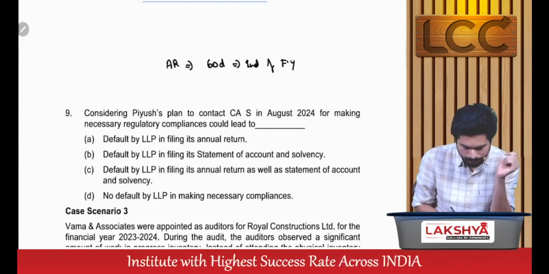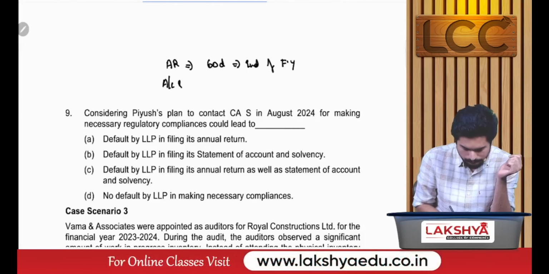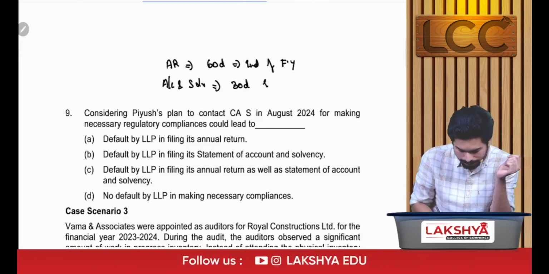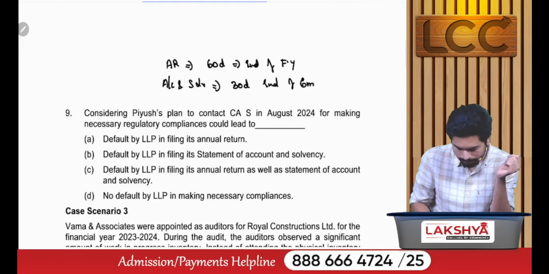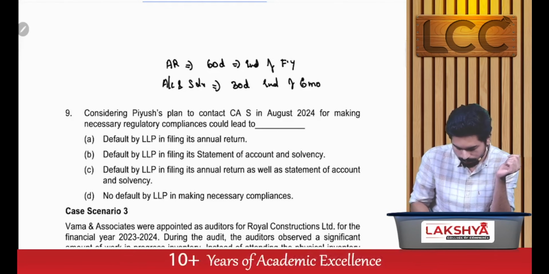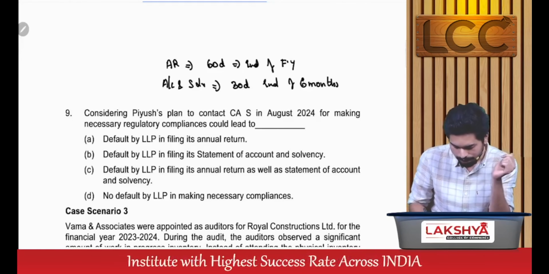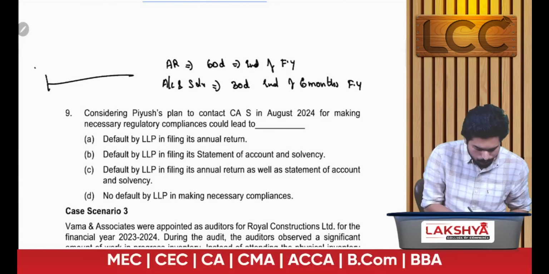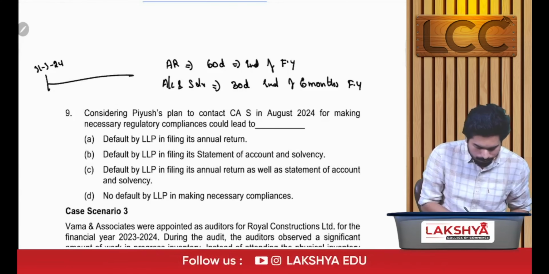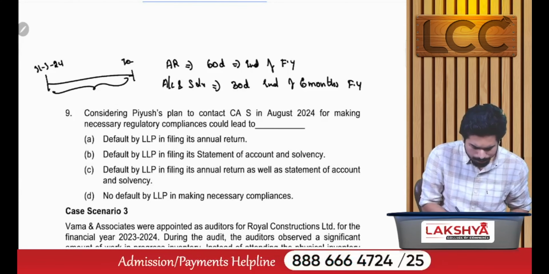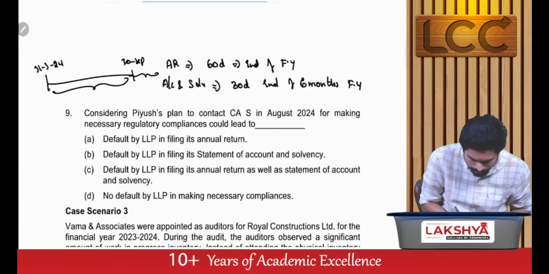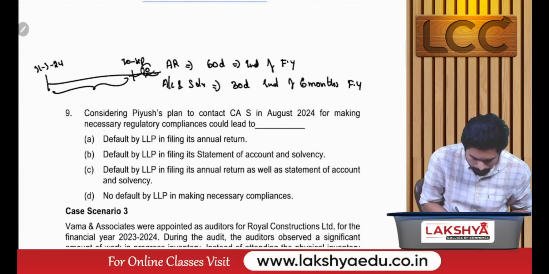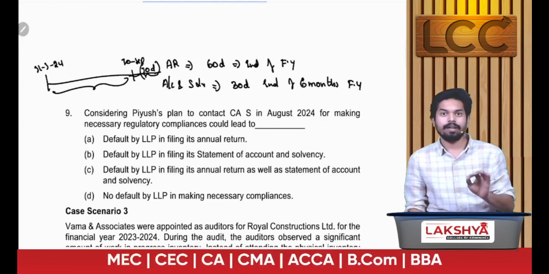And every LLP has to submit a statement of accounts and solvency within 30 days from the end of 6 months from the financial year end. Suppose the financial year ends at 31st March 2024, from here 6 months, nothing but 30th September. From here within 30 days, we need to submit the statement of accounts and solvency.